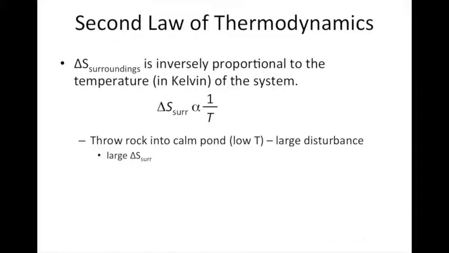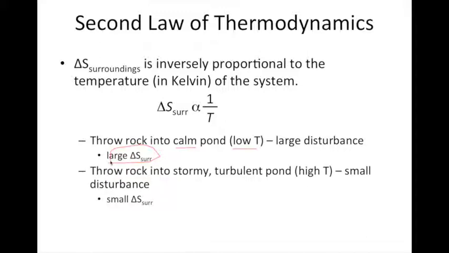To explain this a different way, let me use an analogy. Let's say you have a calm pond, a pond full of water, and it's very calm. So this would represent the surroundings at a low temperature with low entropy. If you throw a rock into a calm pond, it creates a relatively large disturbance. So at a low temperature, when we throw that rock into the pond, it results in a large change in entropy. It disrupts the pond very visibly. We can see a very large change.